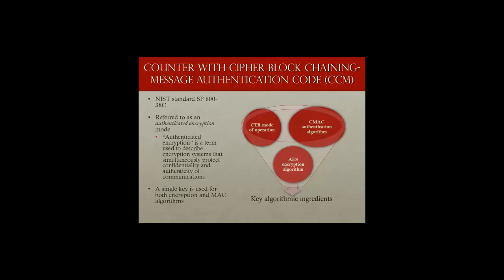So the counter with cipher block chaining message authentication code, CCM, mode of operation, is referred to as an authenticated encryption mode. So authenticated encryption is a term to describe encryption systems that simultaneously do two things. They provide confidentiality and they also provide authenticity of the communications. So many applications and protocols require both forms of security. But until recently, the two services were normally designed separately. And there are some advantages to designing them together in one for just those applications that need both.